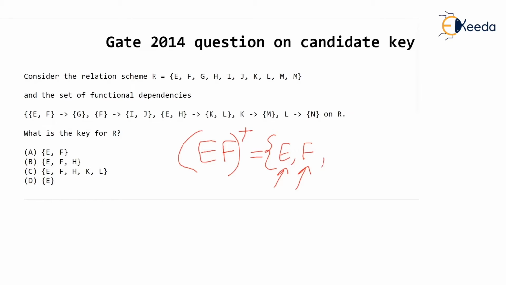Okay, now E and F have joined this. So what is EF going to bring in? I am ticking this particular functional dependency. E and F together will bring G. And you watch, I am ticking this also. F will bring in IJ, isn't it? Yes, exactly. This F will bring I and J.